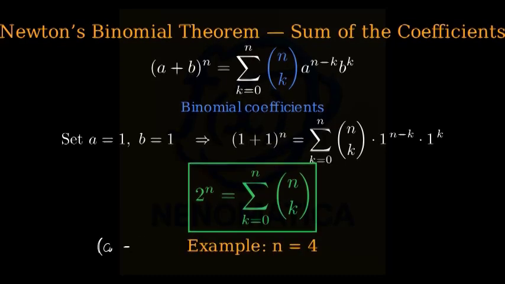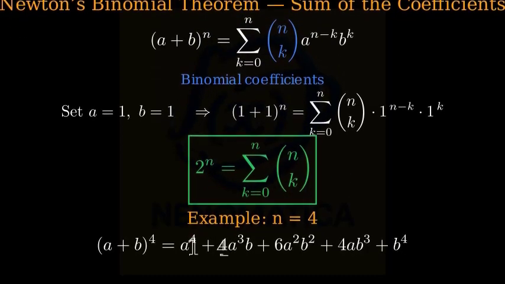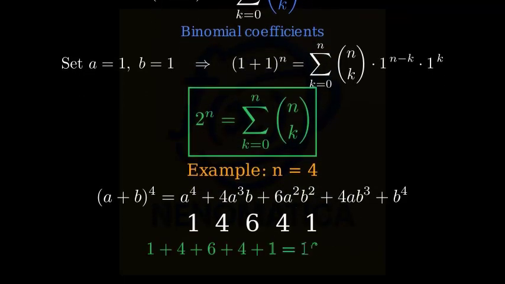Let's see a concrete example with n equals 4. The expansion of (a + b)^4 is a^4 + 4a^3b + 6a^2b^2 + 4ab^3 + b^4. The coefficients are 1, 4, 6, 4, 1. Their sum is 16, which equals 2^4.